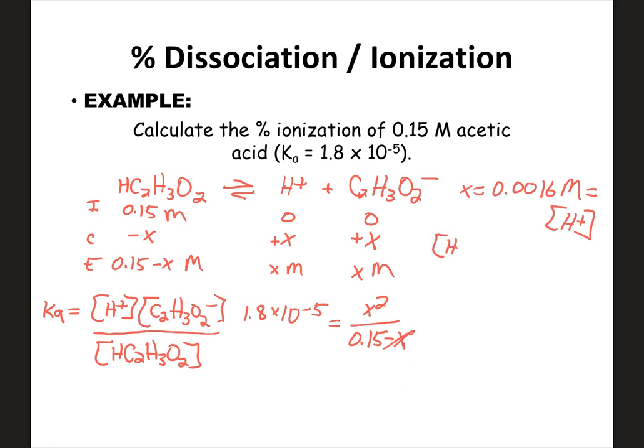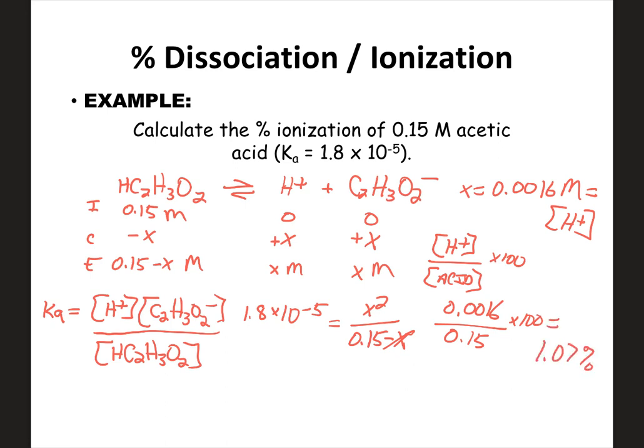So we need to take the concentration of H plus all over the concentration of the acid and then times 100 here. So when we plug in, we have 0.0016 all over our 0.15 times 100. When you do the math, it comes out to be about 1.07%. All right, so in the grand scheme of things, this is a pretty weak acid here. So just pay attention to what you're solving for. X in this case was the concentration of H plus. All right, so that means I'm doing the percent ionization here for an acid, so I need the concentration of H plus over the concentration of the acid times 100.